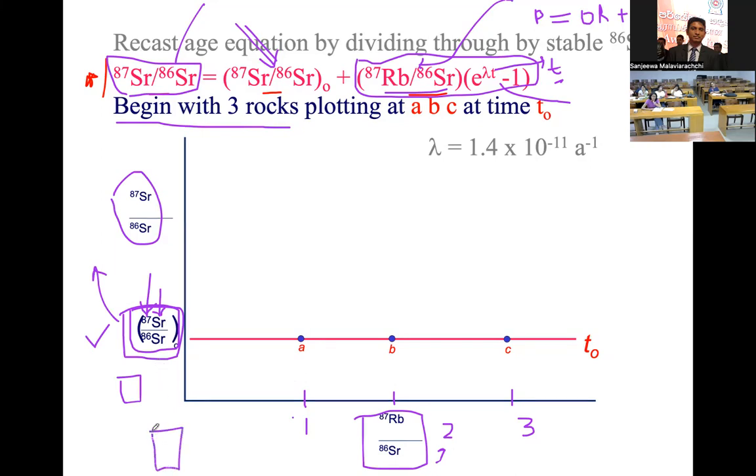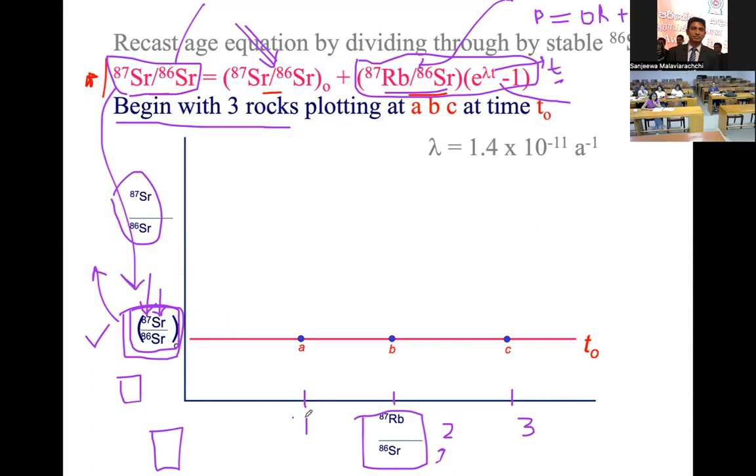Remember, this is in the source. The source for rock 1 is the same. The source for rock 2 is also the same. The source for rock 3 is also the same. So for the source, the initial composition, the initial value that you are getting here, is the same. That's why we have a constant value here.